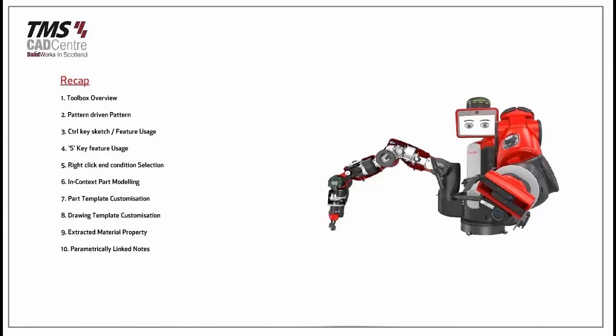Now guys, we have used up all our time today. So just in summary, a quick recap of the 10 tips we covered there. A little bit on Toolbox, we had a look at the fantastic pattern-driven pattern, keep that one in mind. A few keyboard shortcuts, using our Control key, using the S key, and then right-clicking the end condition selection, so the Through All Both. We had a quick look at some in-context part modeling, some part and drawn template customization, which is very, very handy indeed. We had a look at extracting material property from the part, and finally, when we were using that Link to Property, the correct name for that is parametrically linked notes, so we also had a look at that as well.